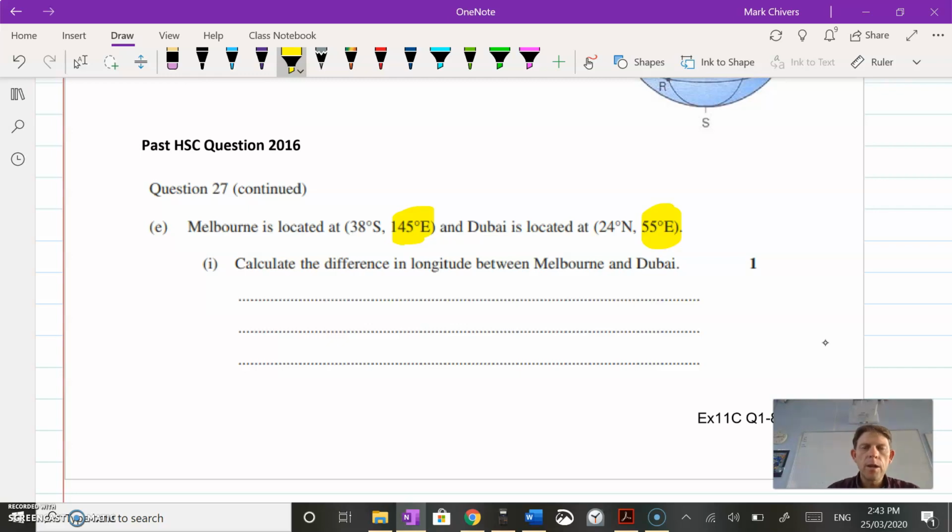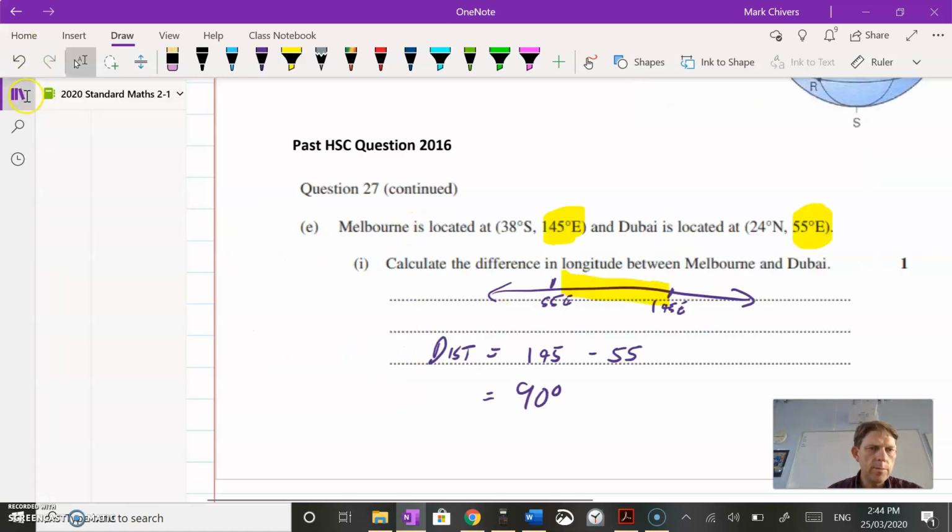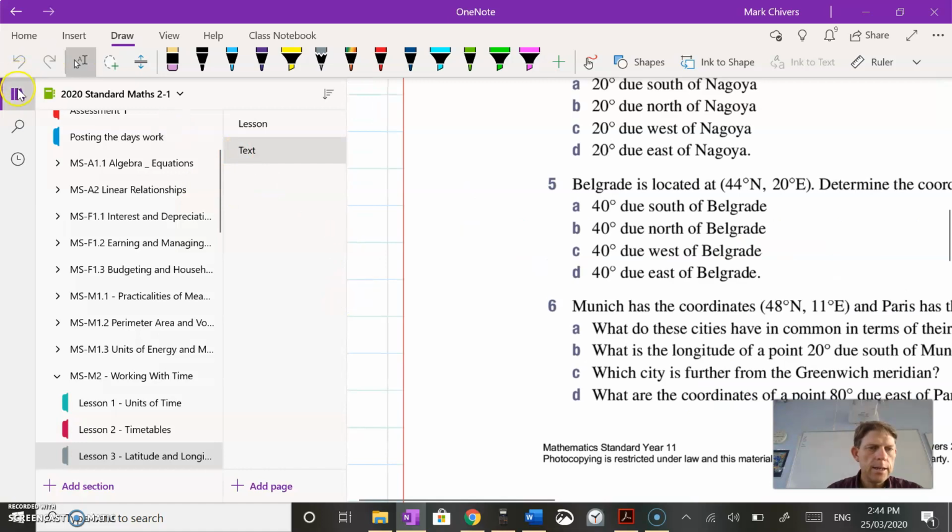All right, so what we've essentially got then is, if we think of this in terms of a number line, we've got 55 degrees east up to 145 degrees east there, so they're not crossing the equator, so I just need to know the distance between those 2 points. So essentially it's just 145 take away 55, which is going to be 90 degrees, and that's how we do those.